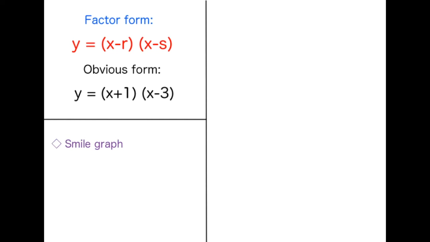So the formula of the factor form is y equals x minus r times x minus s, and the example form is y equals x plus 1 times x minus 3. And from this example form, we know our graph should look like the smile graph because your a value is positive. And we also know it is the skinny line because your a value is not less than 1. And we know the x-intercepts are negative 1 and 3.